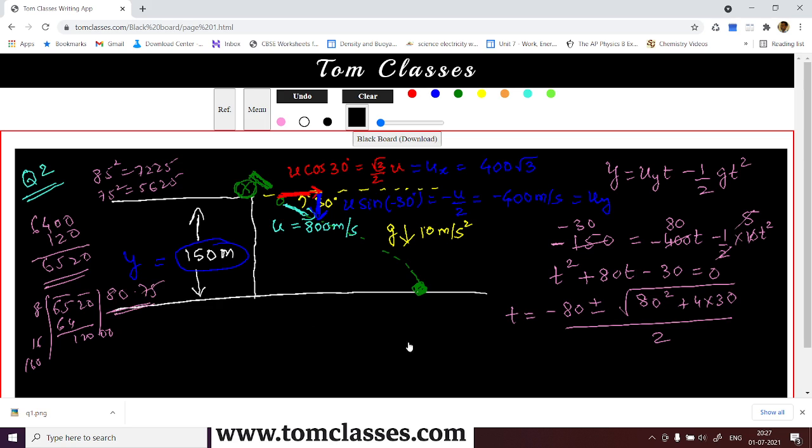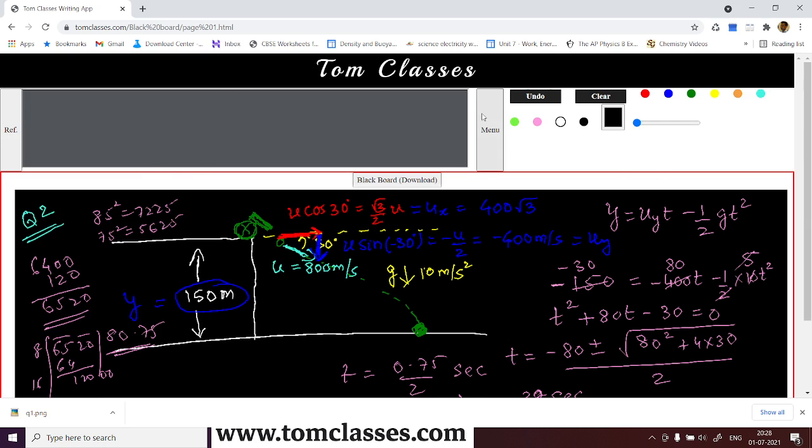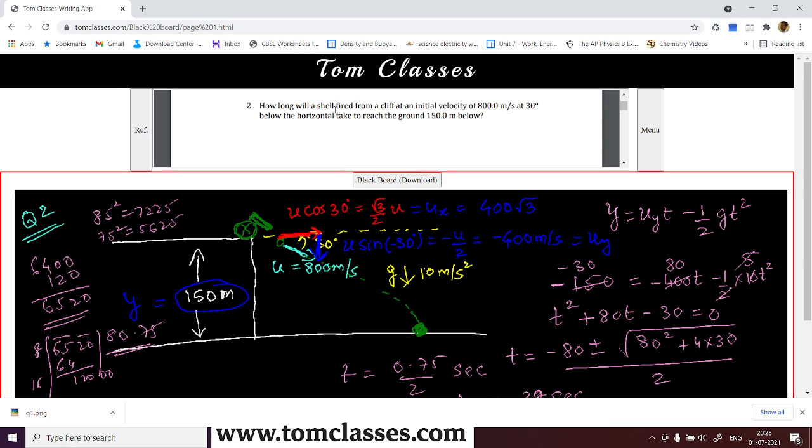So if you see this difference, the time is going to be 0.75 by 2 seconds. All units are in meters per second, so this is in seconds, about 0.37 or 0.38 seconds approximately. So it will take 0.38 seconds for this body to be in the air. That is the question he is asking: how long will the shell fired from a cliff at an initial velocity below the horizontal take to reach the ground, 150 meters below? That is the time it will take.